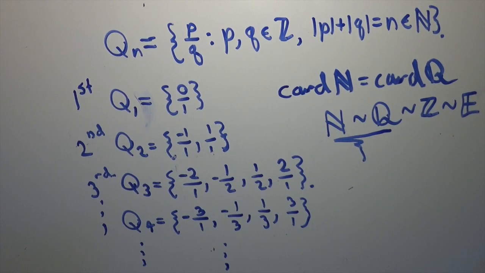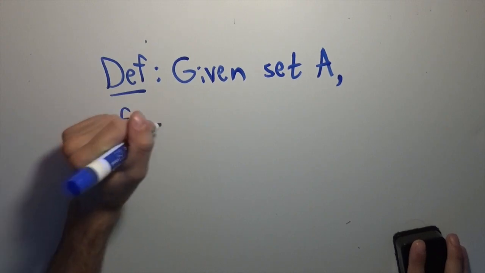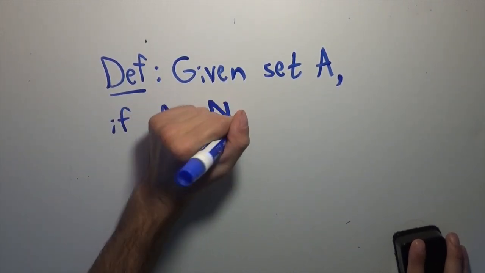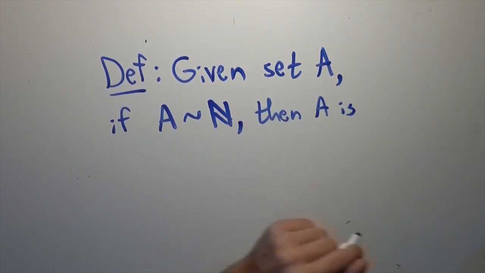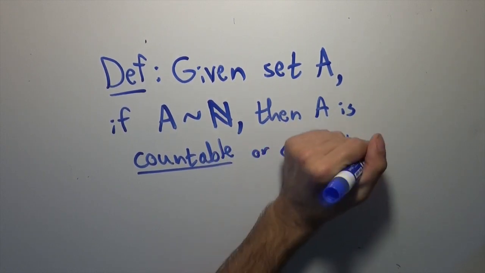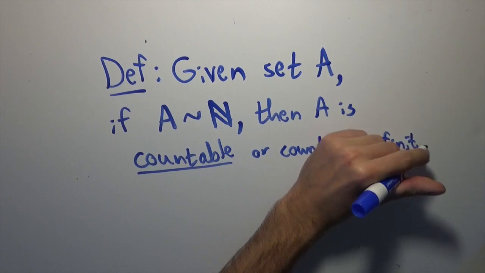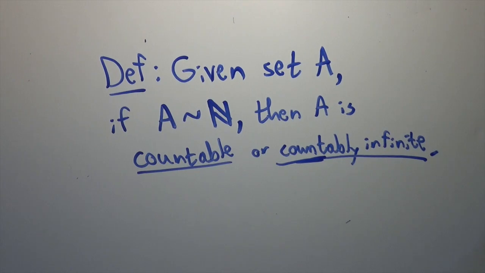But we just demonstrated that it was because I can list them all out and I can label each one as the first one, the second one, the third one, and the fourth one, which means every natural number is getting associated to one fraction and every fraction is hit precisely once. Okay, so here's a definition. Given a set A, if A is the same size as n, then we say A is countable or countably infinite. So this is the smallest infinity.